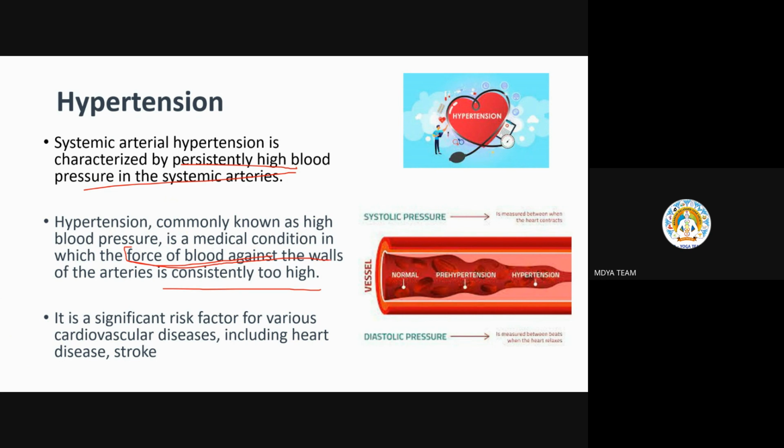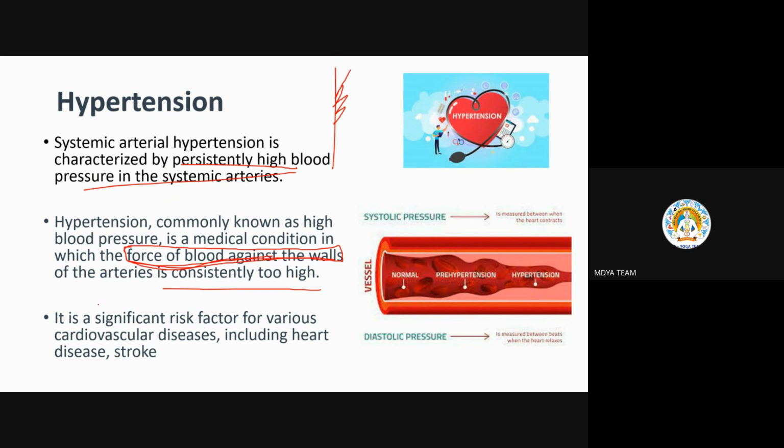This force of the blood against the walls, what is it named? Can anyone name it? In the first slide we have studied. This is itself known as blood pressure: the force the blood is giving on the walls of the arteries. When it is regular or continuous, then it is called hypertension.